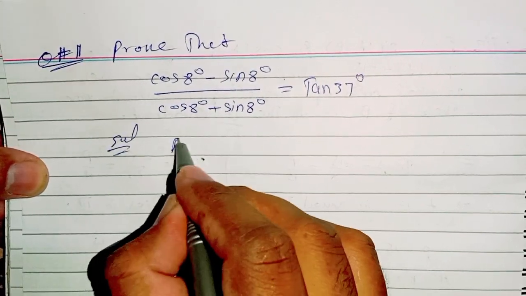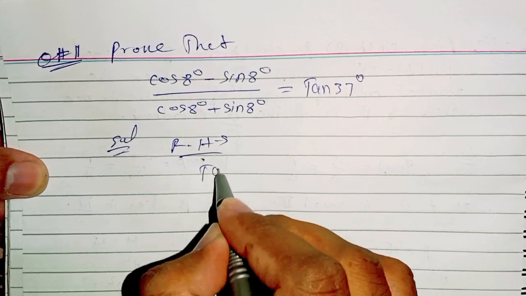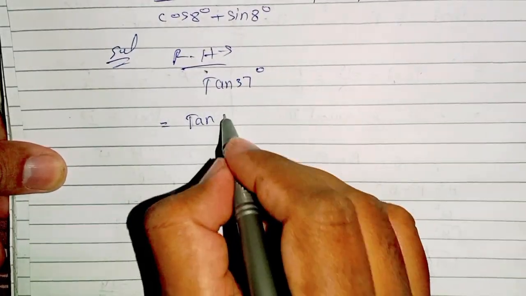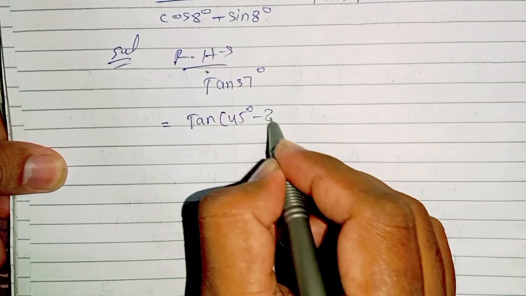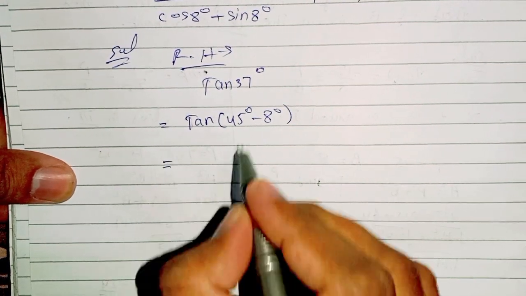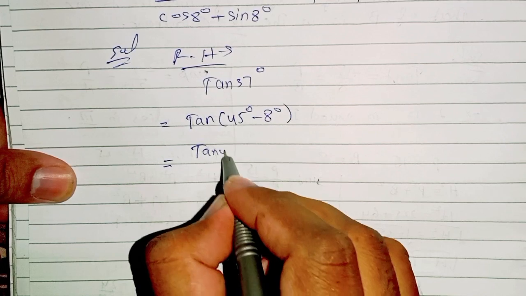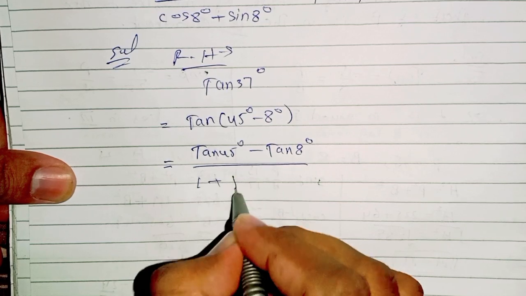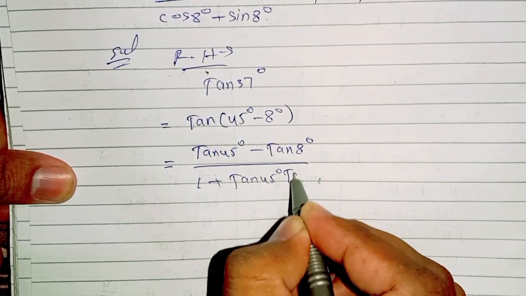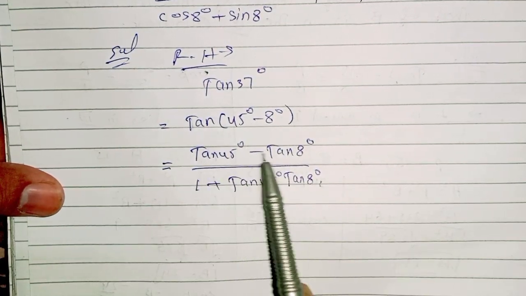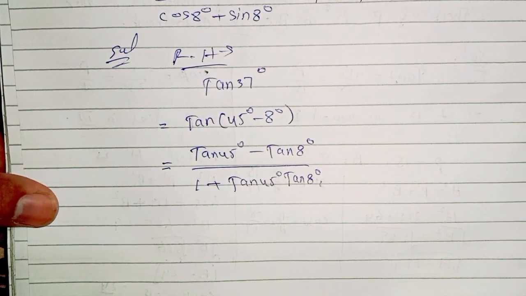We start the solution taking the right hand side. Tan 37 degree is equal to tan 45 degree minus 8 degree, since 45 minus 8 is equal to 37. This is equal to tan 45 degree minus tan 8 degree over 1 plus tan 45 degree tan 8 degree. We use the formula tan alpha minus beta is equal to tan alpha minus tan beta over 1 plus tan alpha tan beta.